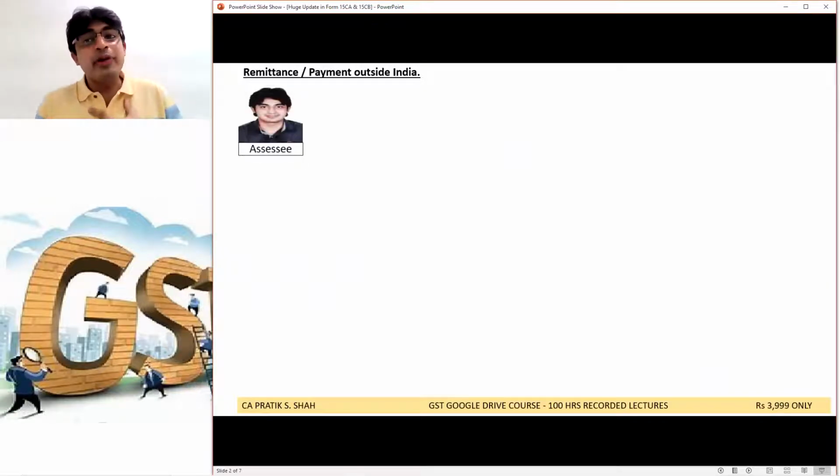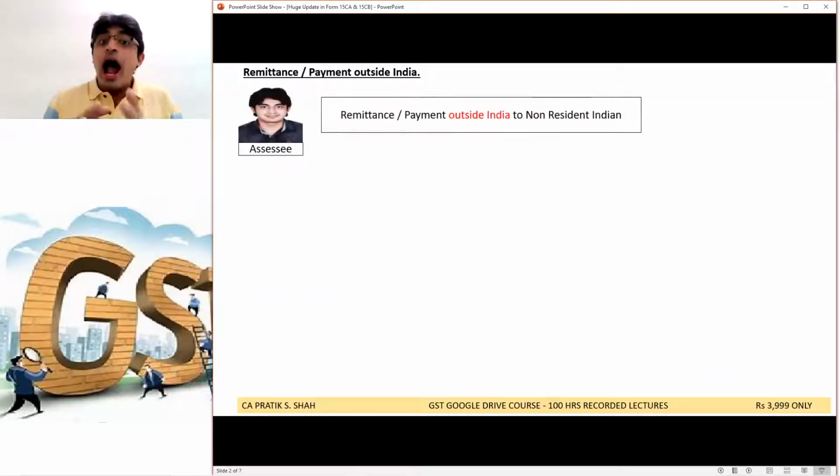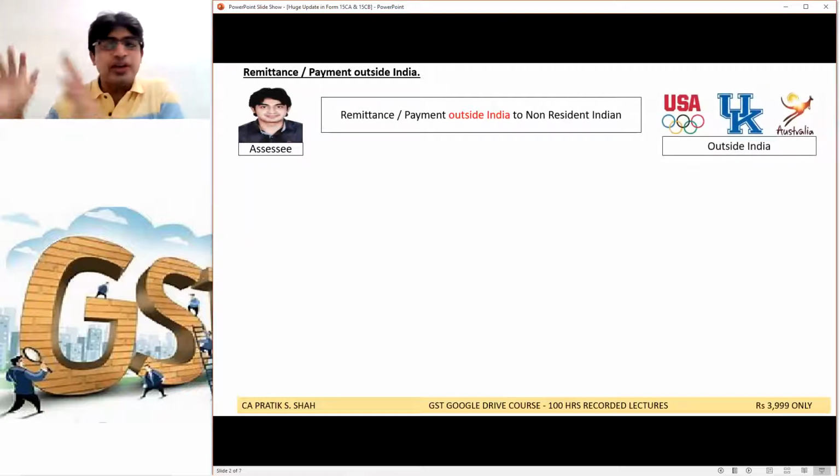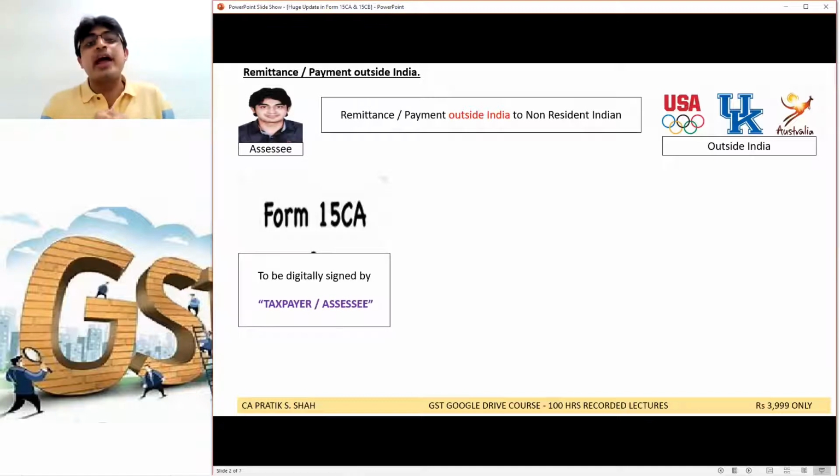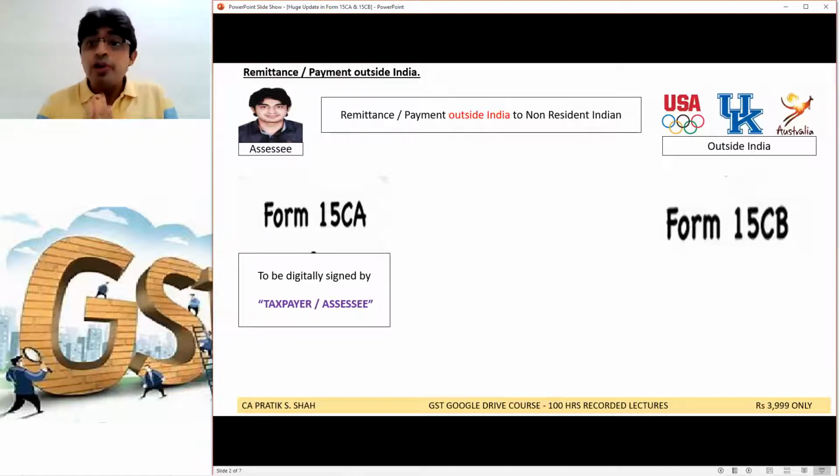Part 1. Say I'm an assessee, a taxpayer. I want to remit my funds outside India to any NRI, USA, UK, any person. I am required to file two forms. First, Form 15CA. This is to be digitally signed by the taxpayer himself or by the assessee. And I also need Form 15CB.